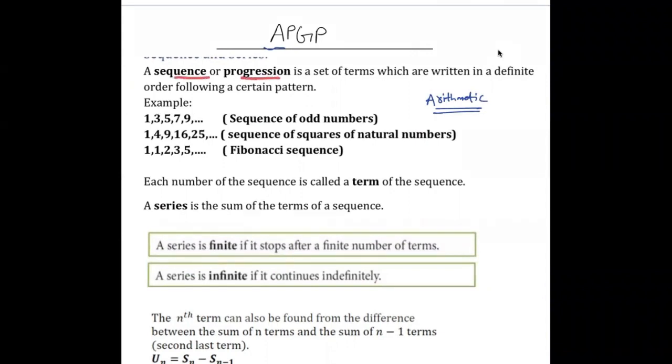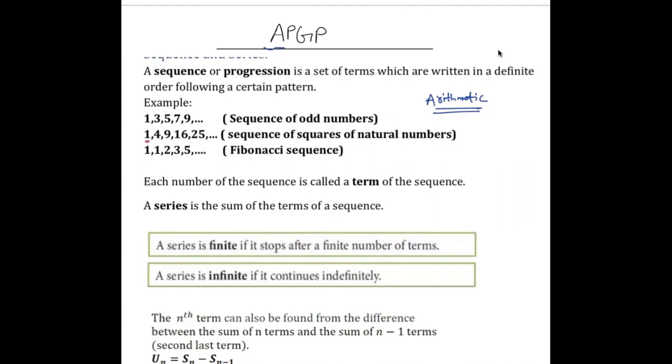A sequence or a progression is a set of terms which are written in a definite order that follow a certain pattern. Example: 1, 3, 5, 7, 9. So you can predict the next term, that is going to be 11. Because these terms follow a certain pattern, you can predict the next term. The difference is 2, so it's a sequence of odd numbers.